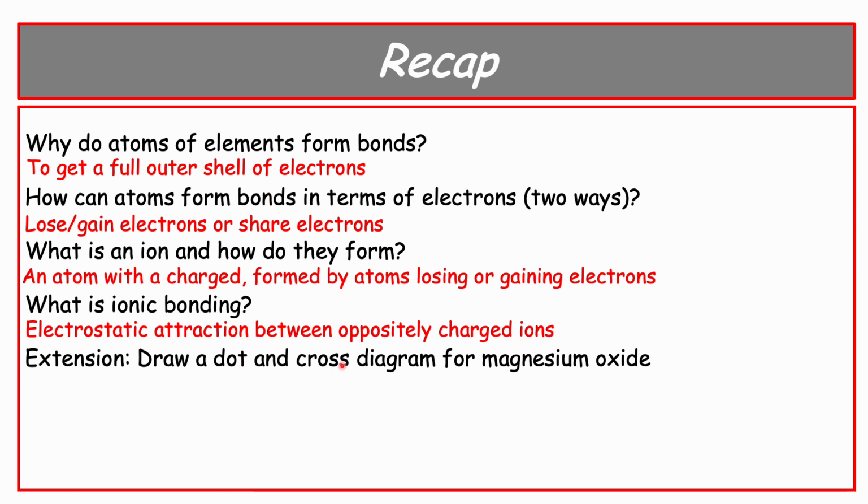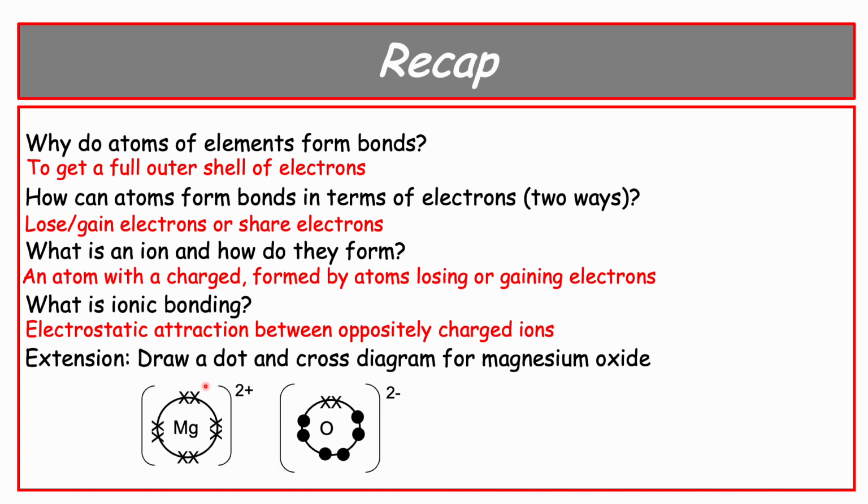And to draw that dot and cross diagram for magnesium oxide, we know magnesium is group 2, so there are 2 electrons in the outer shell, so it loses 2 electrons to form a +2 ion, and we only need to show those outer shell of electrons. Oxygen is group 6, so it gains 2 electrons to form an ion with a -2 charge, and we've got magnesium trying to lose 2 electrons and oxygen trying to gain 2.